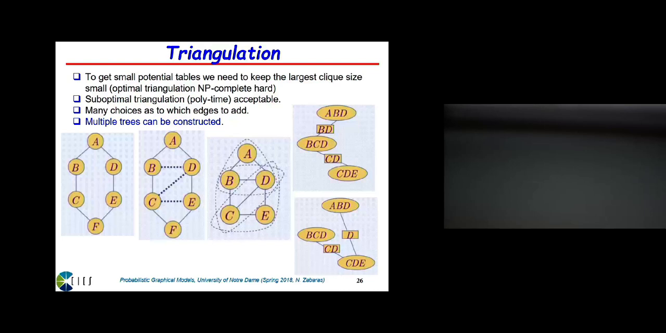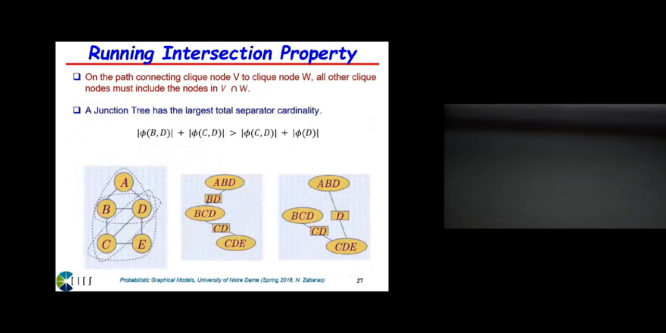Well, the answer is you have to look at the separators. What is different in the separators in this clique tree and in this? The number of nodes, all right? So here you have 2 and 2, and 2 plus 2 is greater than 1 plus 2. So this is how you need to find the maximal spanning tree, and there are lots of heuristic algorithms on how to do this. The actual calculation is a very hard one for a complex tree, but usually empirical methods do the job. So the junction tree has the largest total separator cardinality, and in this case, 2 plus 2 is greater than 1 plus 2.